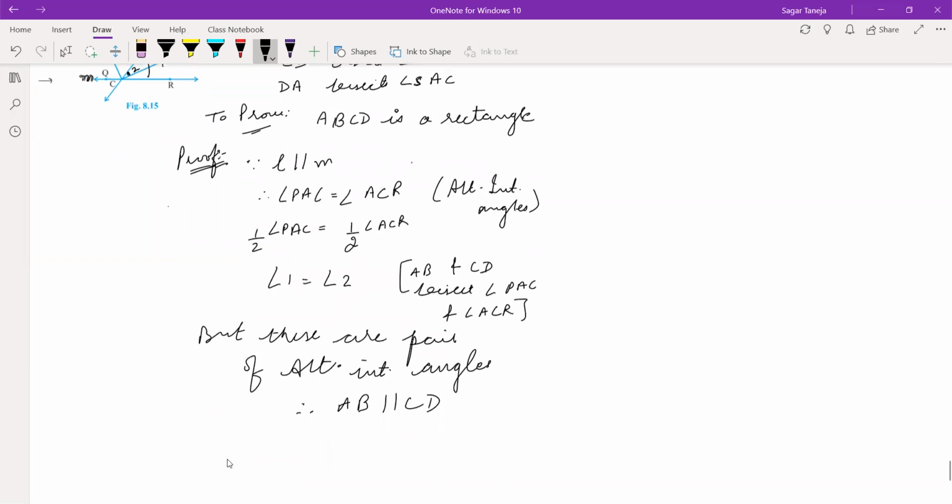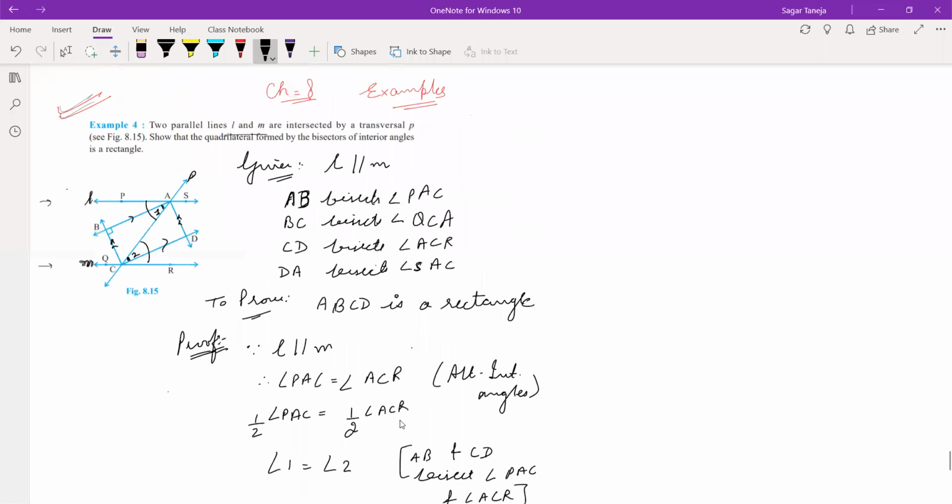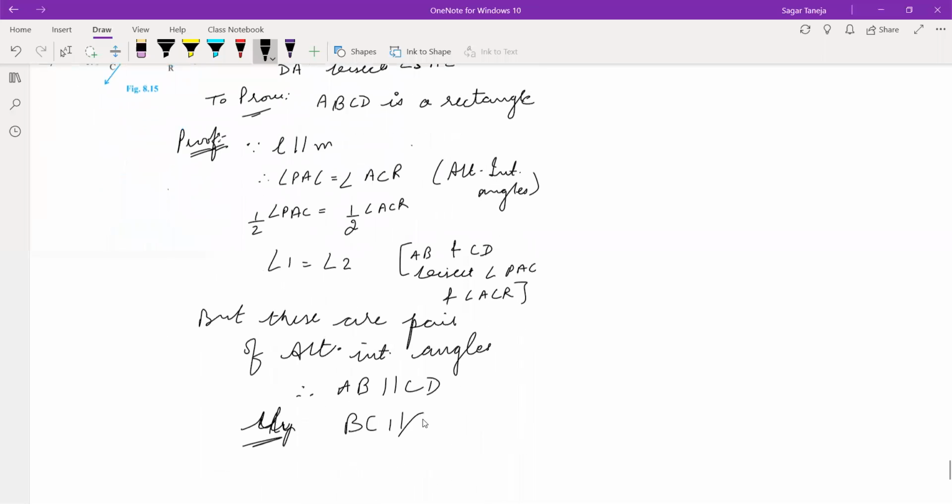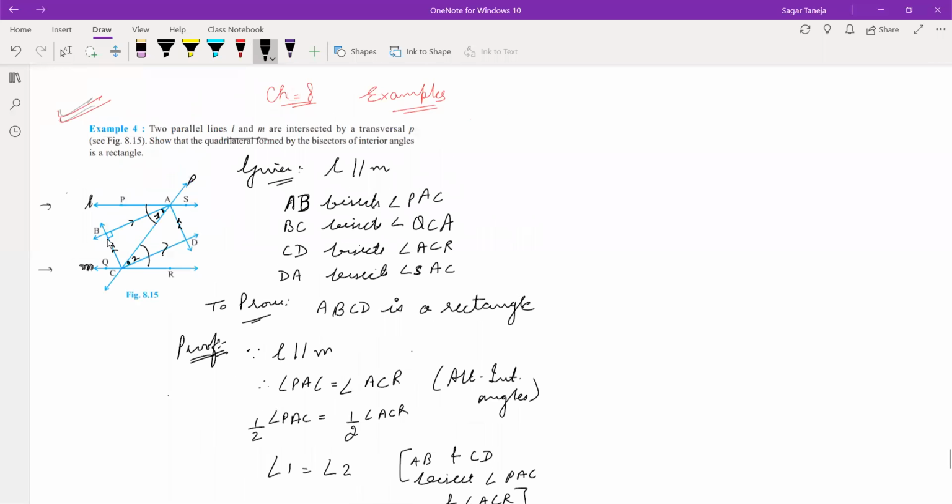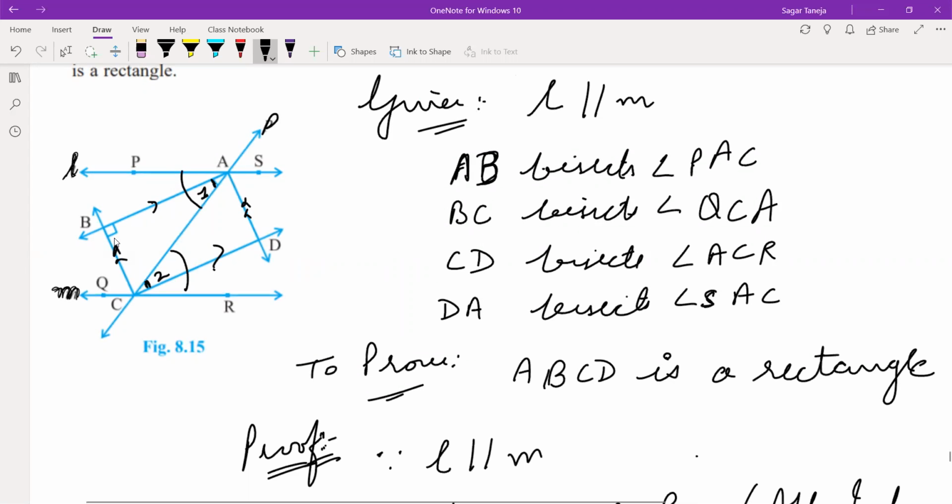Therefore, ABCD is a parallelogram as opposite sides are parallel. If both pairs of opposite sides are parallel, then it is a parallelogram. Now we have proved that ABCD is a parallelogram. Now how we can proceed for rectangle? How we can prove that it is a rectangle?